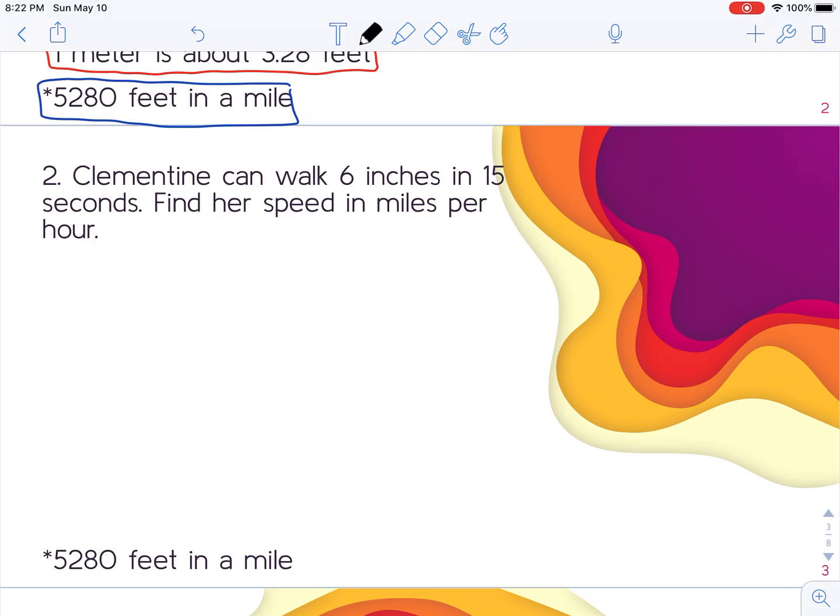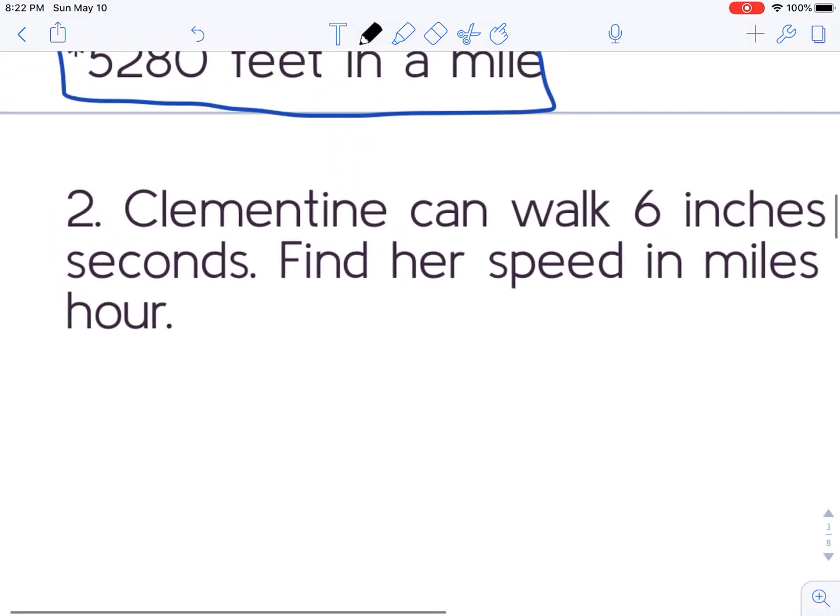A little bit slower. Clem can walk 6 inches in 15 seconds. I have no idea if that's true. I didn't actually time her. Seems about right.